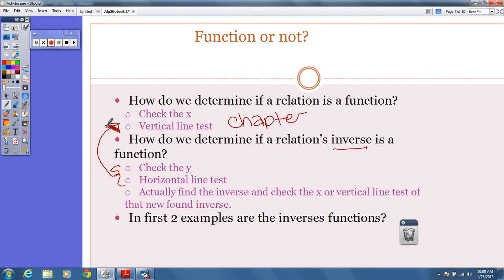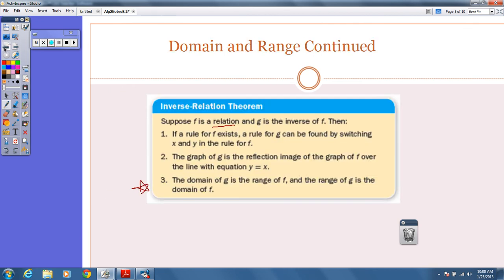Now, if you are told to find the inverse, like we just were, it's sometimes easier just to actually figure out the inverse is, and then just check it like you did before. The x's are vertical line tests. Okay, in the first two examples, are the inverses functions? Well, let's go over here. I thought we only did one example.